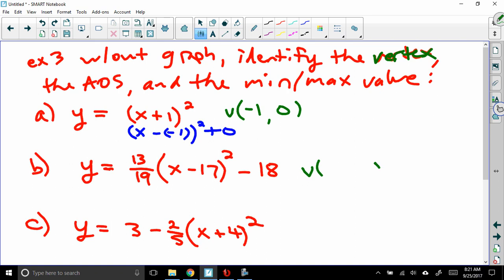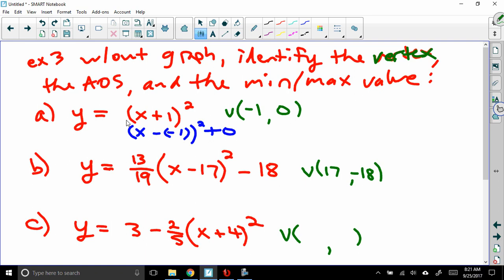Let's go to number B and see if we can figure out number B's vertex. Anybody got number B's vertex here? Yeah, what do we got? 17, -18. Awesome, good. And part C here, the vertex, be careful on this because this is in quasi-vertex form. It's not quite in vertex form, so it's a little tricky.